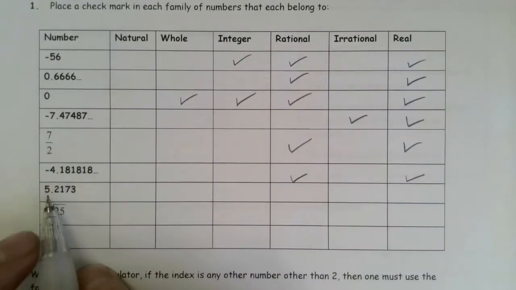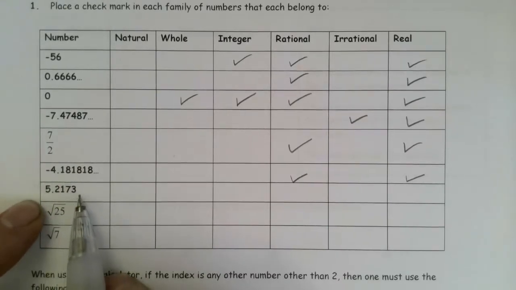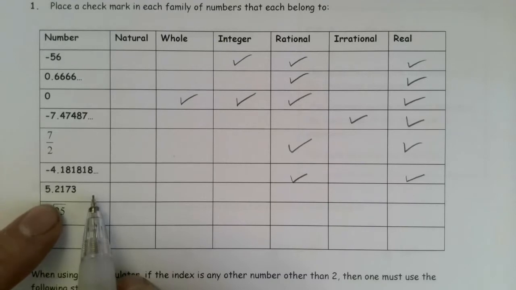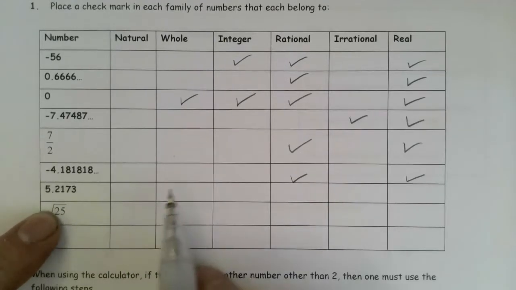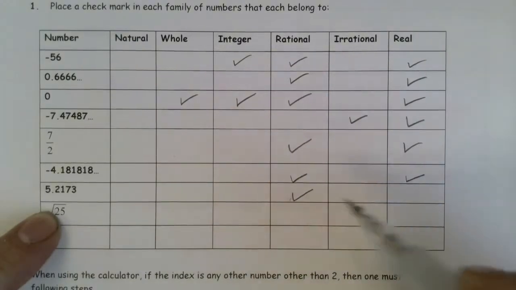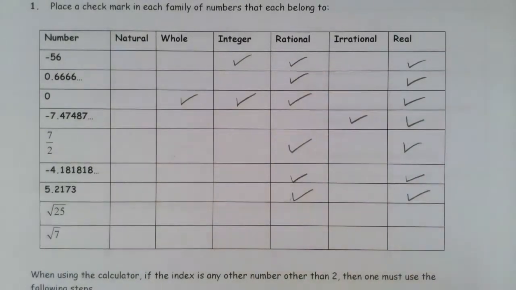Now, don't get thrown off by this one. 5.2173. Granted, there's no repetition here, but it terminates. I don't see the dot, dot, dot after that. So this is a terminating decimal. It won't be natural, whole, or integer, but it's rational. So it won't be irrational, and it will be real.